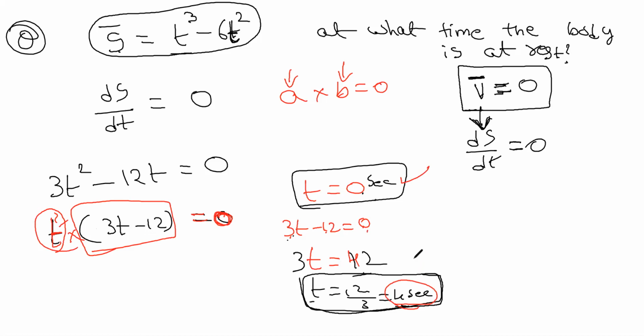First, the body will be at rest at t equals 0, which is the initial position, and at t equals 4 seconds, the body will be at rest. That is the meaning. Understood this? The same thing applies for acceleration, all the four.